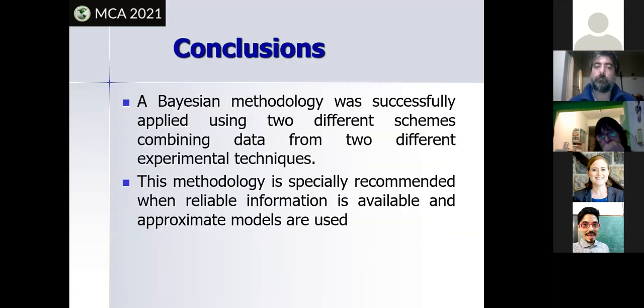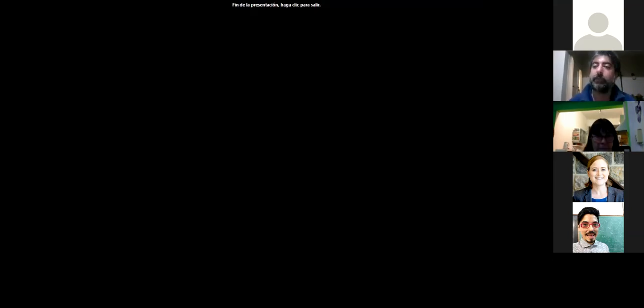So, as a conclusion, Bayesian methodology was successfully applied using two different schemes, combining data from two different experimental techniques. And this methodology is especially recommended when reliable information is available and approximate models are used. Well, that's all. Thank you to everyone.